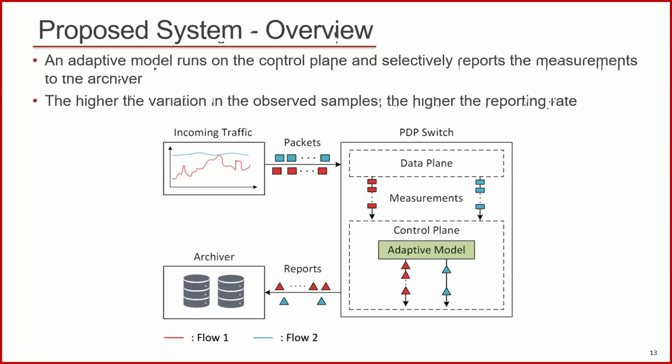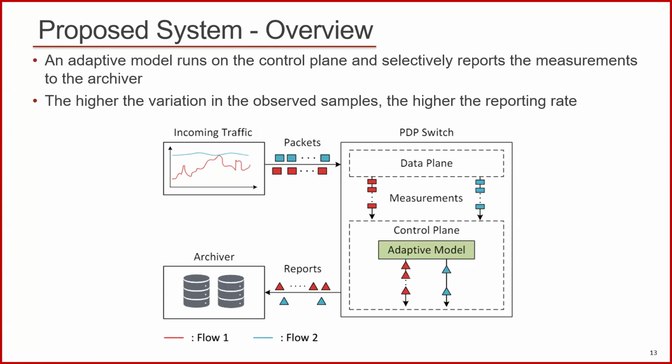When we say extraction rate, it is the rate at which the control plane is retrieving measurements from the data plane. So for the two flows, we have the same extraction rate, but the control plane, based on the observed measurements, will be adjusting the reporting rate. The reporting rate is the rate at which the control plane is sending reports to the archiver. So we are getting samples from the data plane, processing them to create reports, and then adaptively adjusting the reporting rate of these reports based on the variation of the traffic.